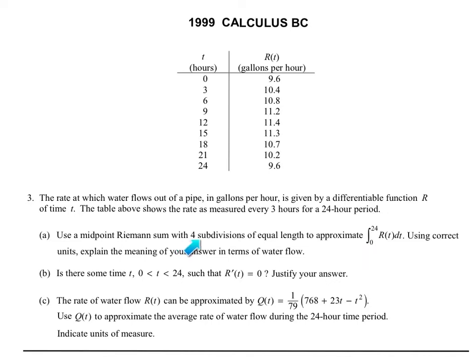Because we're using 4 subdivisions of equal length, we're going to break our 24 hours into 4 six-hour increments. Those increments will go from 0 to 6, from 6 to 12, from 12 to 18, and from 18 to 24.